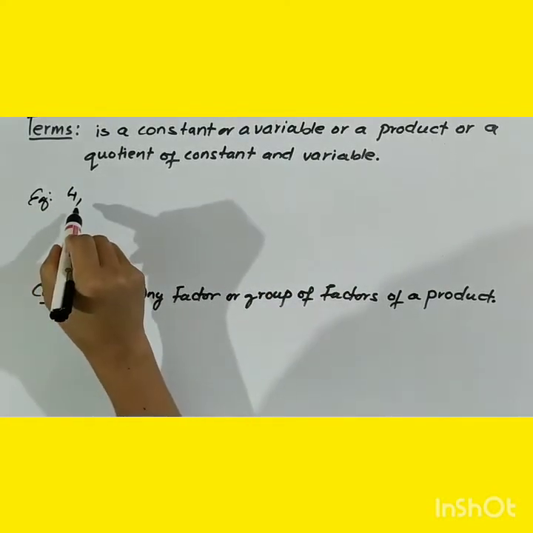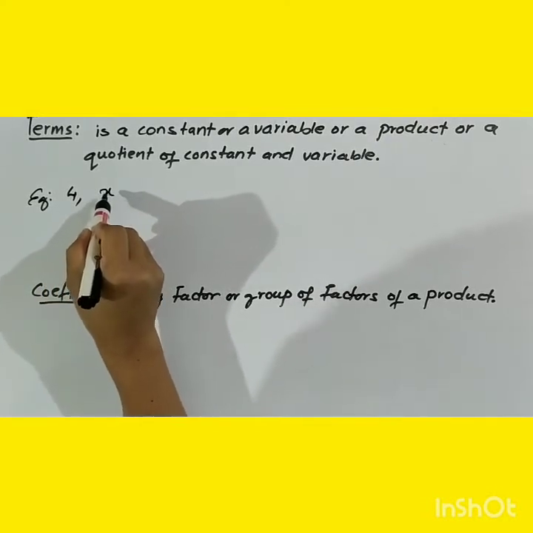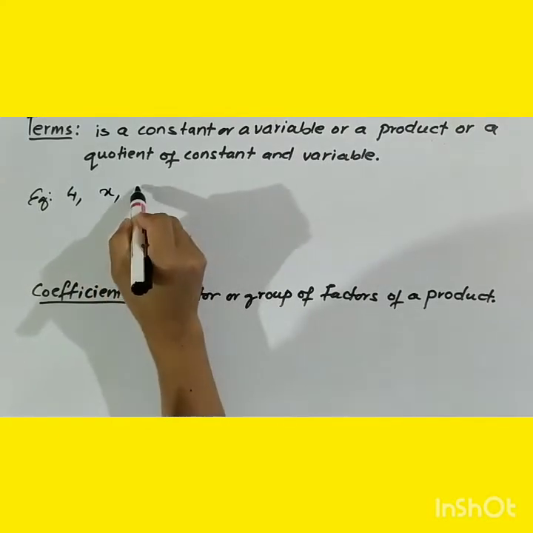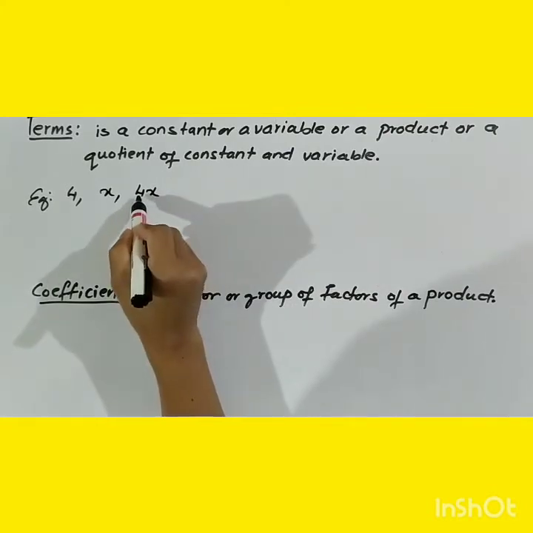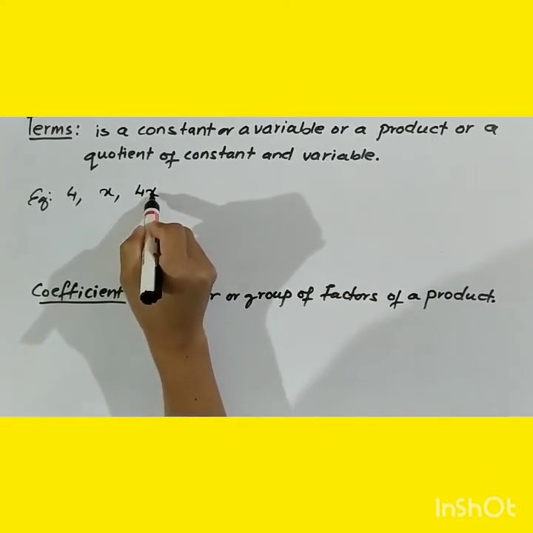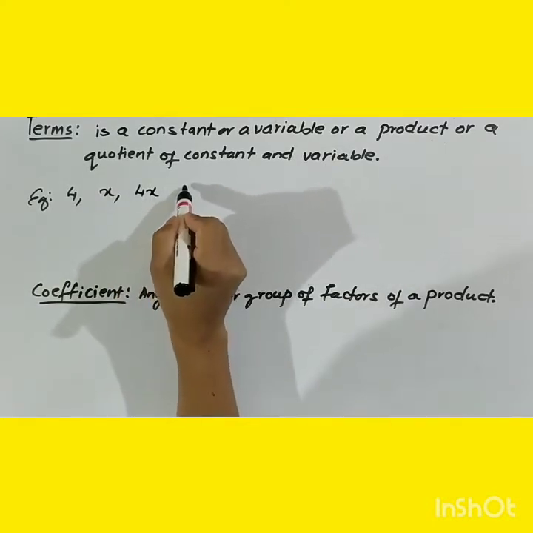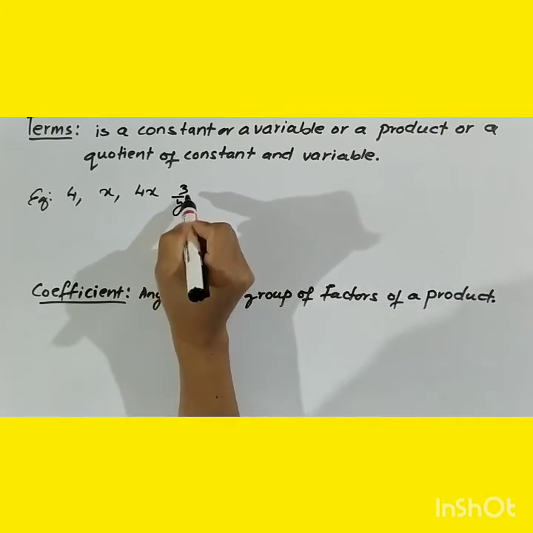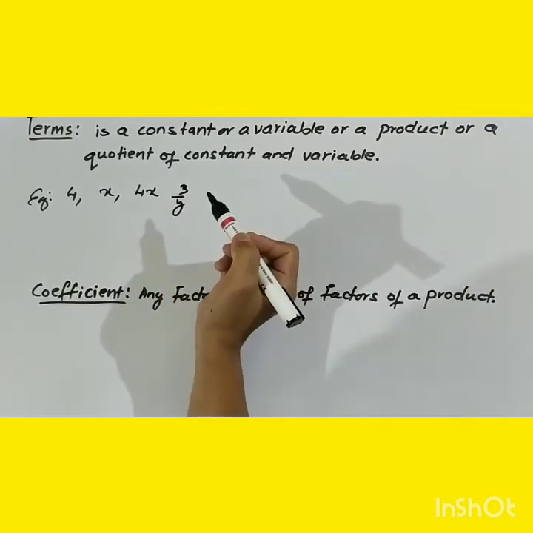4 is a constant, right? But it's a term. Okay, and then x is a variable, right? And it is also a term. Now let's take 4x, right? It's a product of a constant and a variable, so 4x is also a term. Okay, and then 3 upon y, right? A quotient of a constant and a variable, so all these are terms.